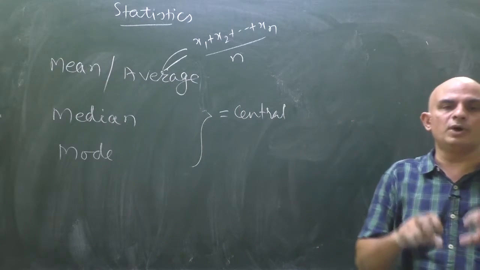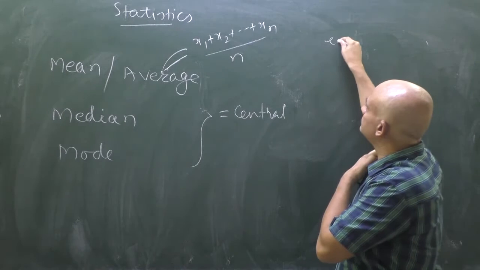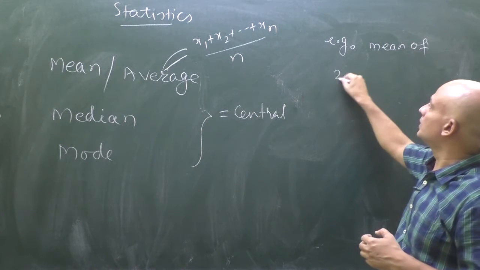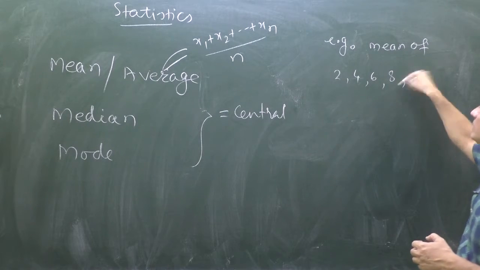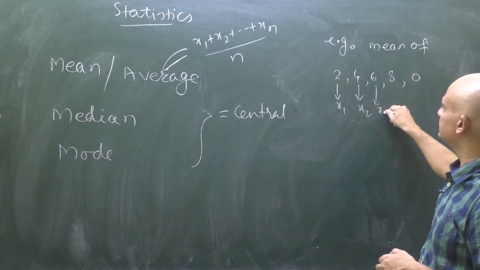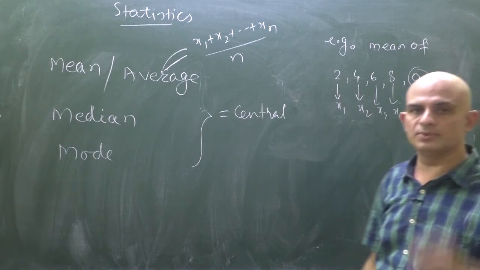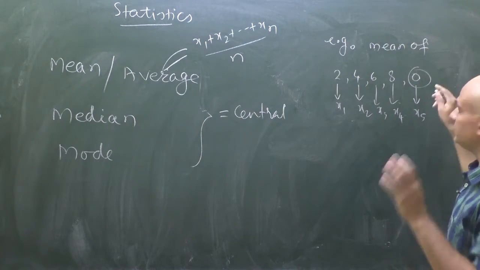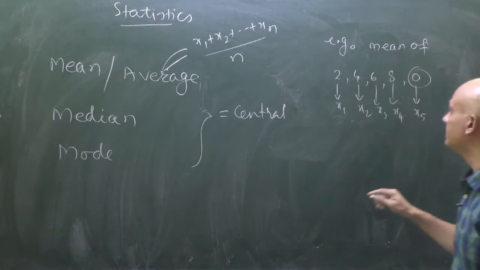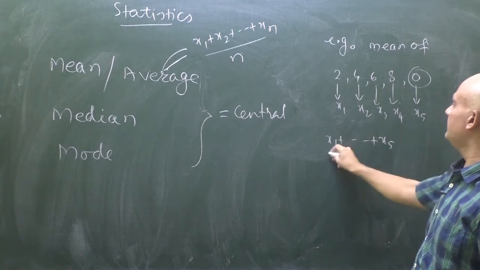So in arithmetic mean, we add all the values and divide by the total number of observations. For example, the mean of 2, 4, 6, 8, 0. This is x1, x2, x3, x4 and x5. You cannot neglect this 0. That is why I have included it; this 0 cannot be excluded. You will have to include it. So mean is the sum of all these, x1, x2 up to x5, divided by n.